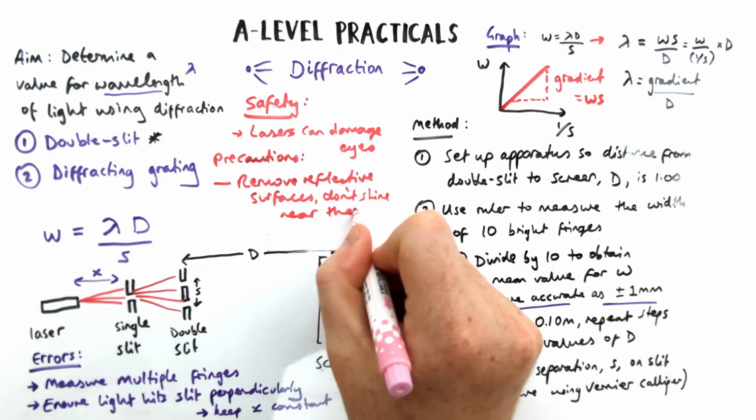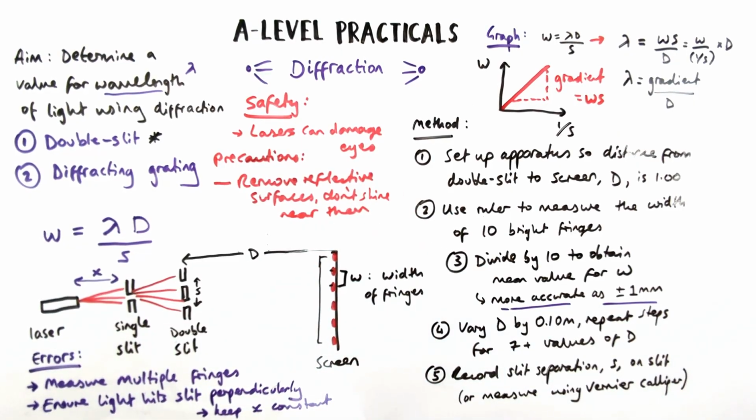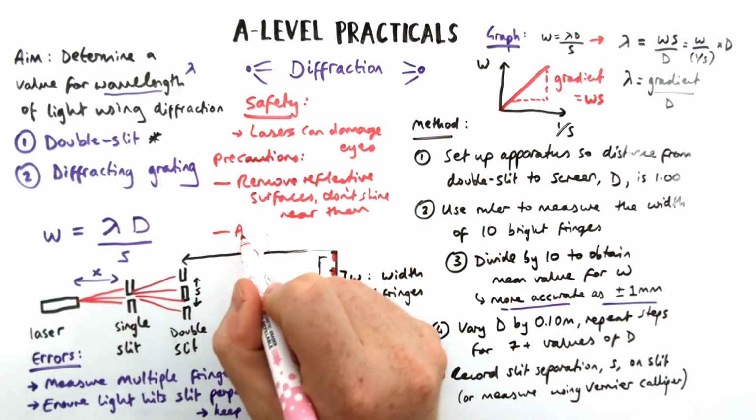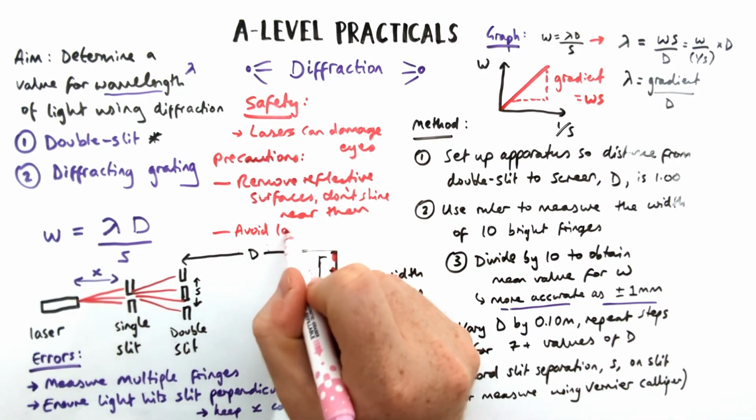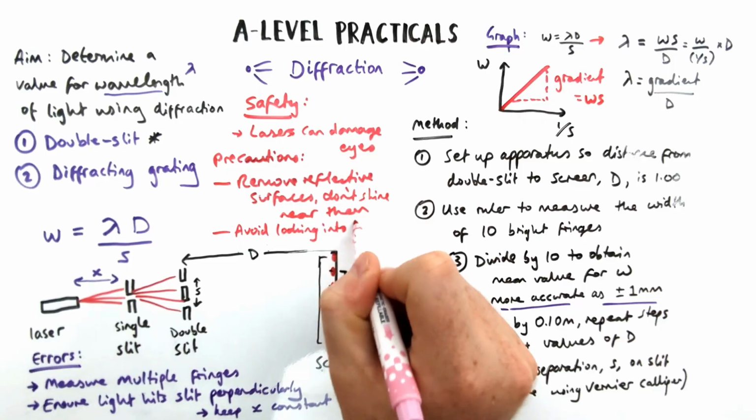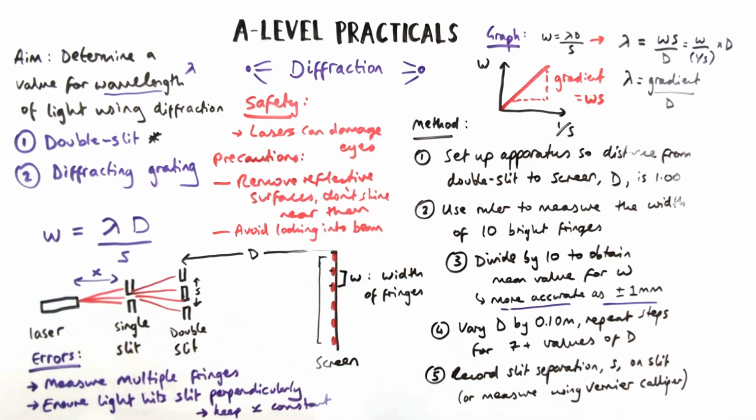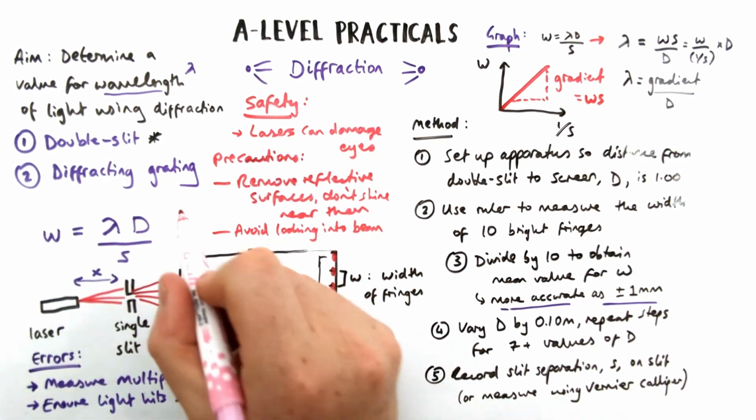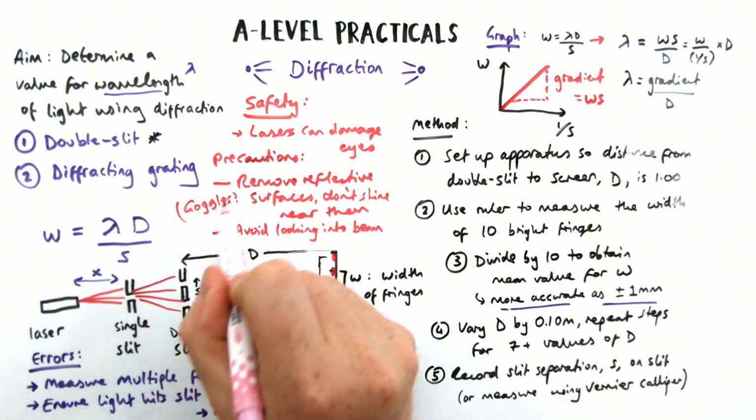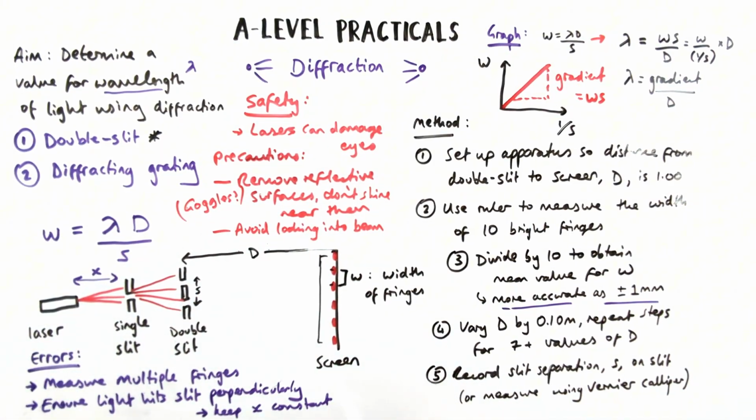We're also going to avoid looking into the beam. I wouldn't say things like don't shine it in people's eyes because that's kind of obvious. But for example, when you're doing the experiment, have your back to the laser if it's on and you're taking a measurement. You can also get laser safety goggles. However, your school's unlikely to have those because they're very expensive. So these are the more obvious precautions you could take when using lasers in a school.